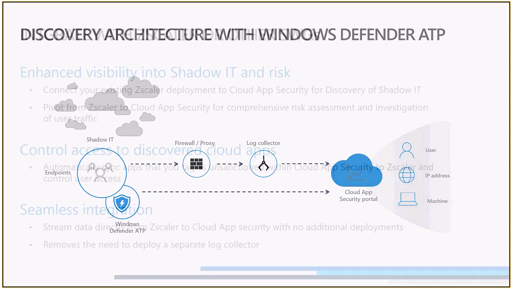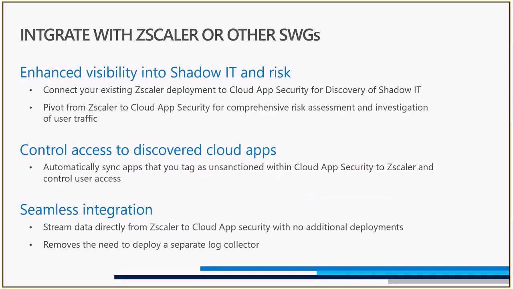So we recently announced a native integration with Zscaler and other secure web gateways to be able to provide you first more visibility on Shadow IT and risk through the Zscaler console, but also a way to control the access to those discovered applications by defining that those applications should be unsanctioned or blocked in MCAS, and Zscaler will synchronize with those specific lists that we defined there to restrict access to those applications. And the seamless integration that we provide here is the fact that you do not need now to install a separate log collector in your environment to be able to collect that information into Cloud App Security.